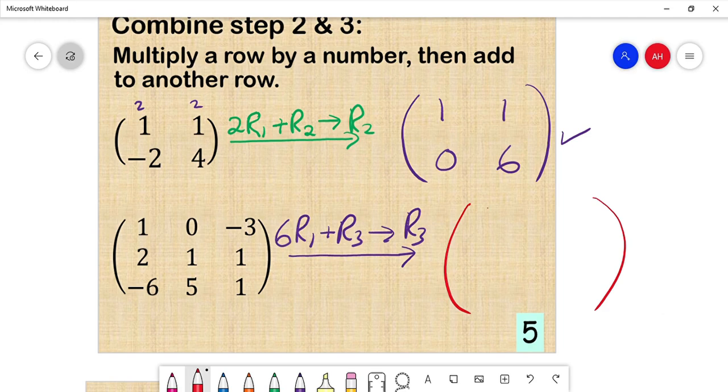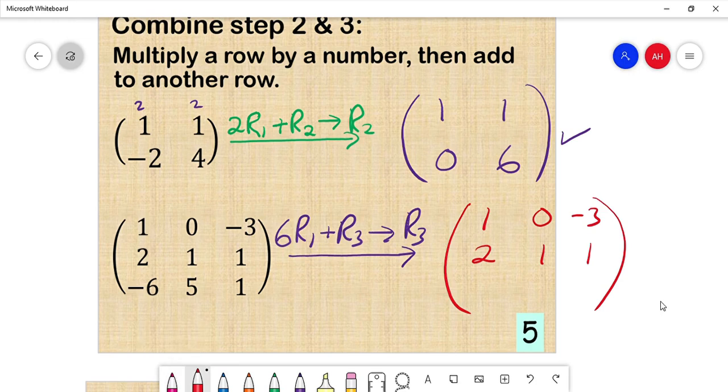So we have 1, we have 0 and we have negative 3. Row number 2 is still the same also. We have 2, we have 1 and we have 1. The only change is on row number 3. Now the operation is 6 multiplied by row number 1.